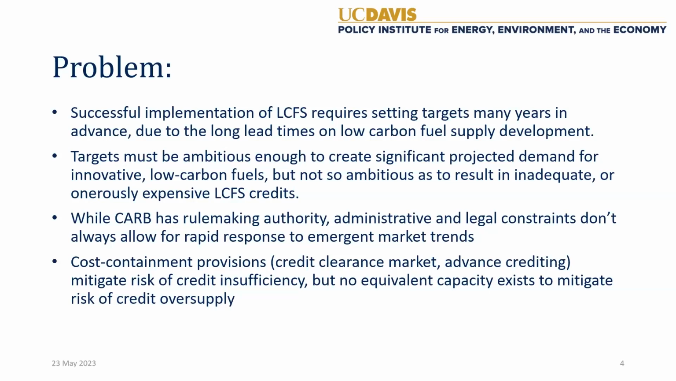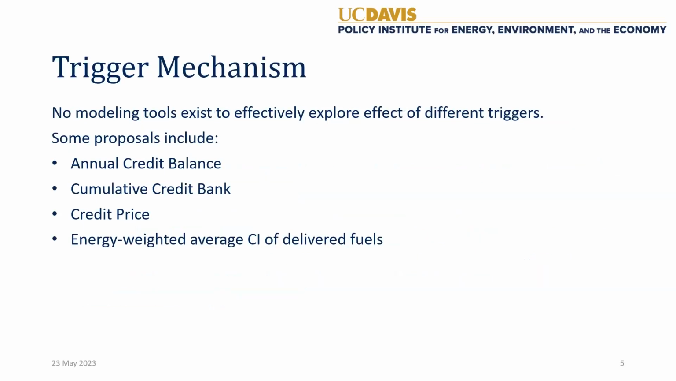And so we've seen that there are a number of cost containment provisions in the program. Jeff mentioned possibly the need to bolster those. Those really help mitigate the risk of credit insufficiency, but there's really no equivalent capacity to mitigate the risk of credit oversupply. And that's really what we're talking about here with the auto acceleration mechanism. Next slide, please.